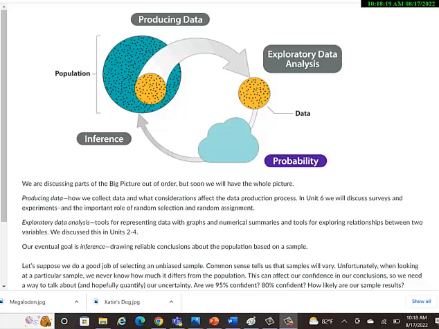So lately we've been talking about all the different parts of the big picture, this diagram. Let's talk about it a little bit more. So the process is you produce data, or someone else maybe produces data, and you use the data to do some kind of statistical study, and then we explore data analysis.